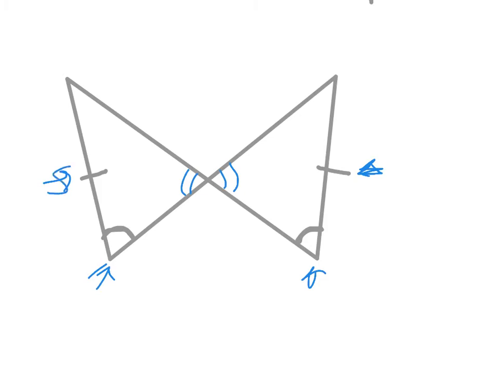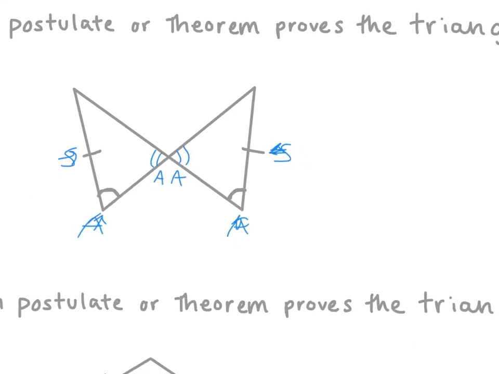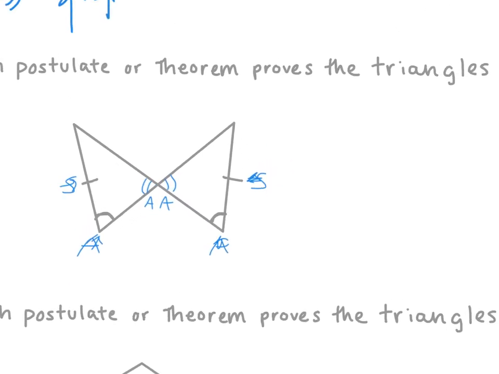So here we have one pair of sides that are congruent and two pairs of angles. So we have two angles and one side. But that side is not in between the two angles. So it's AAS. We have an angle and a side, but that side is not the included side in between those two angles. So it's not in between the two A's.